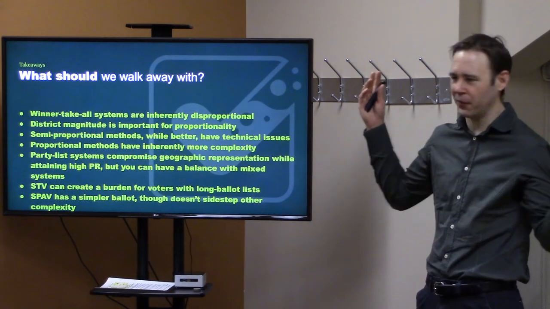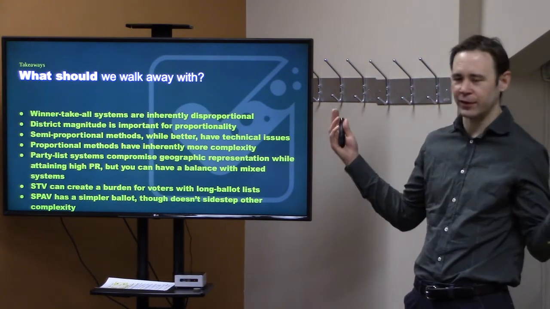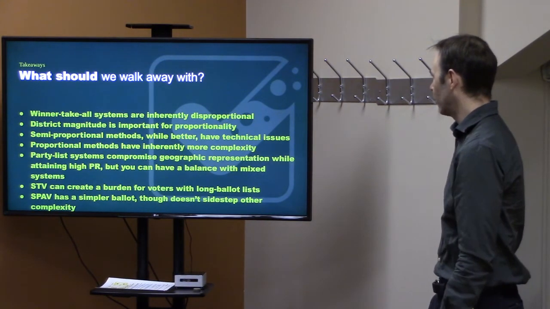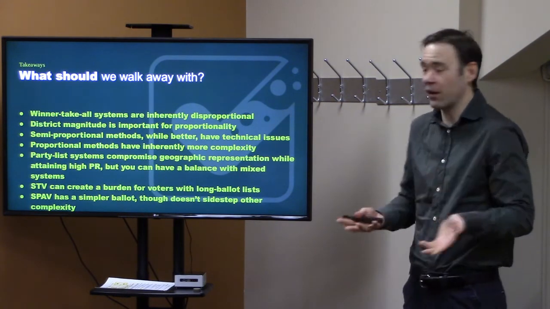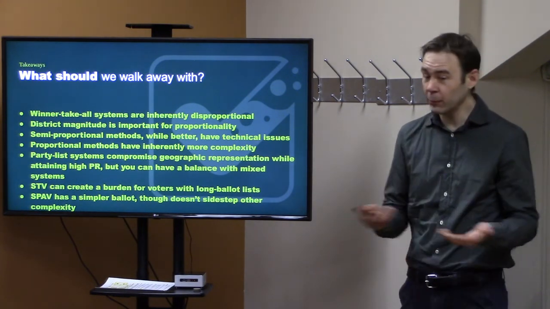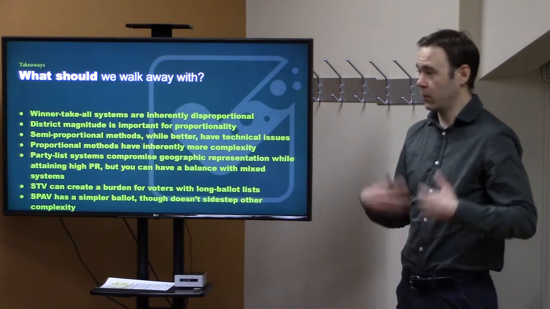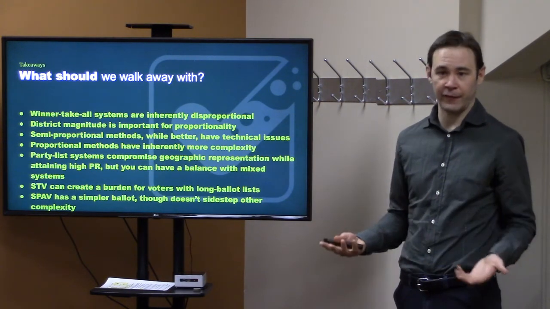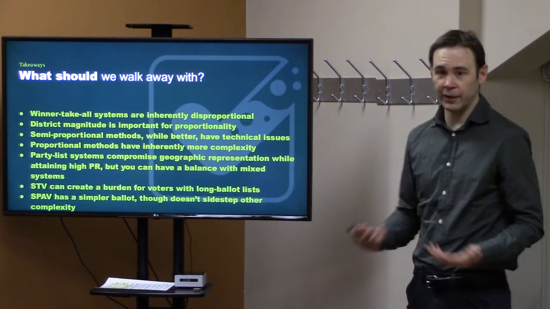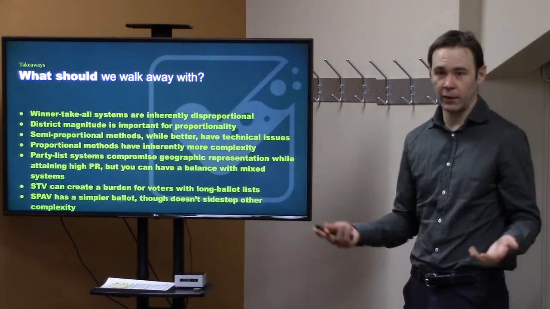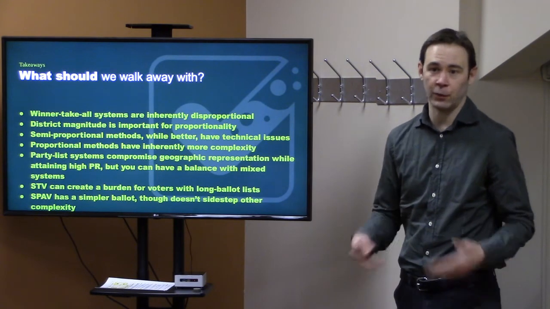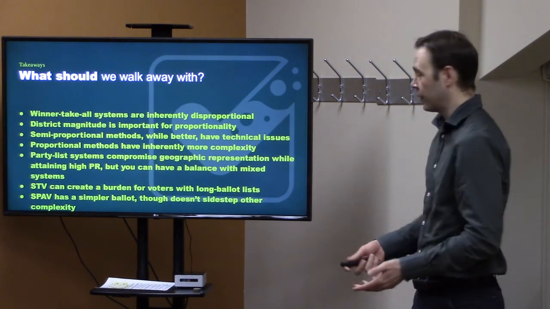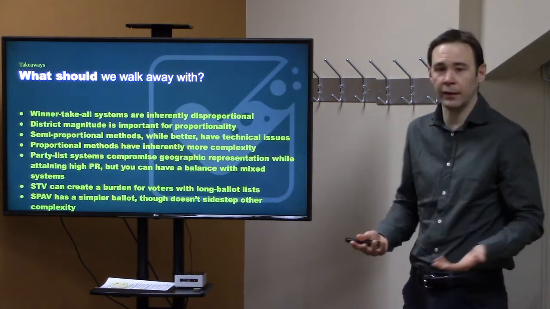We just got all of this information. What are some good takeaways here? So one is that winner-take-all systems are likely inherently disproportional. There are some good single winner methods out there, like at the Center for Election Science. We're really big fans of approval voting, but we're never going to tell you that single winner approval voting is going to get you a proportional outcome. We're not going to tell you that because we don't think it's true. So single winner methods are inherently disproportional.